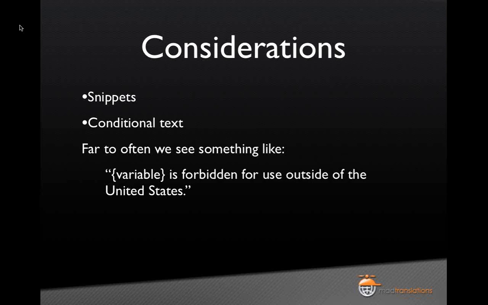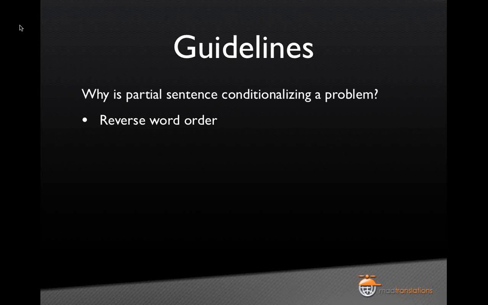So with translation memory, of course, if you have something that's repetitive, you're still going to see savings through repetitions. What you don't want to do is something like this. This is just an example where a client may do something where a variable is forbidden for use outside of the United States. Well, this is problematic. This is problematic for a few reasons.